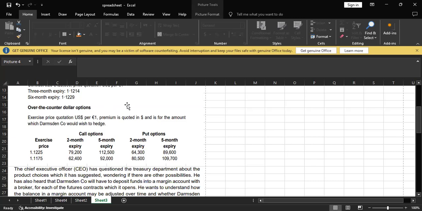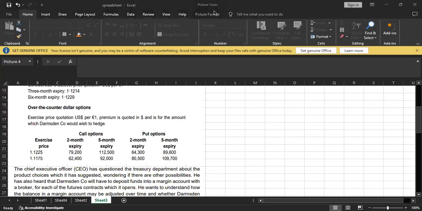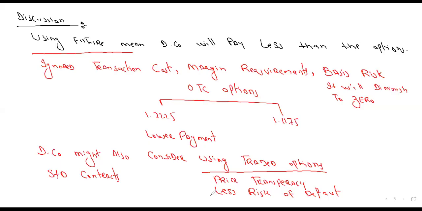Okay. Now, so out of these choices available, you will tell the examiner that the futures will be the best choice available. Now the B part of the question, which was the mark to market.